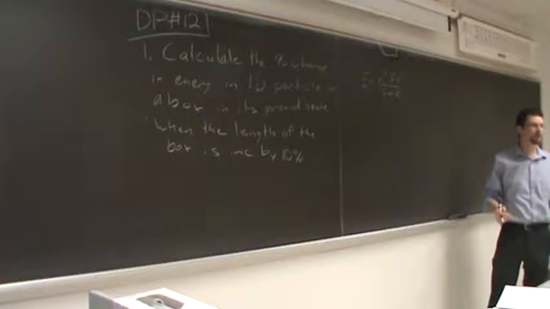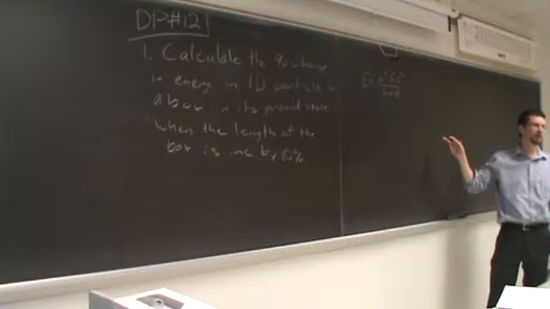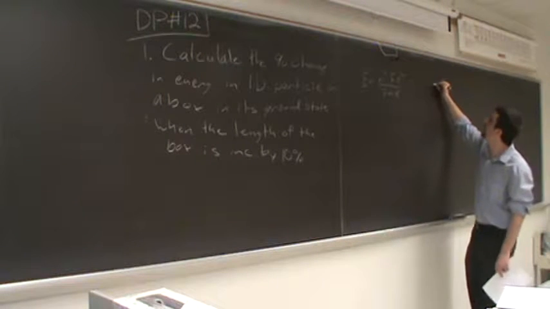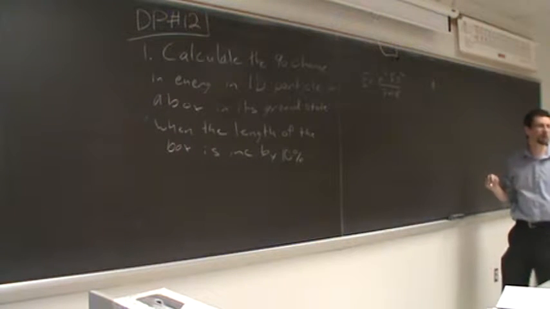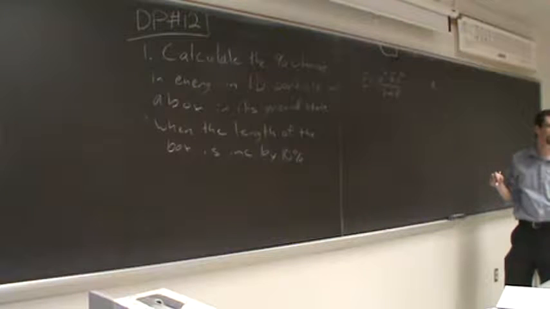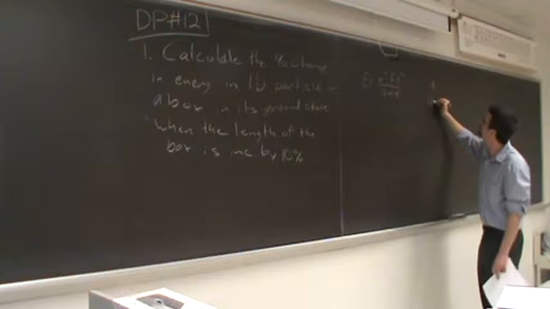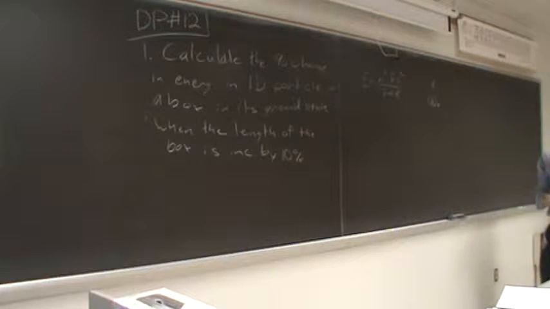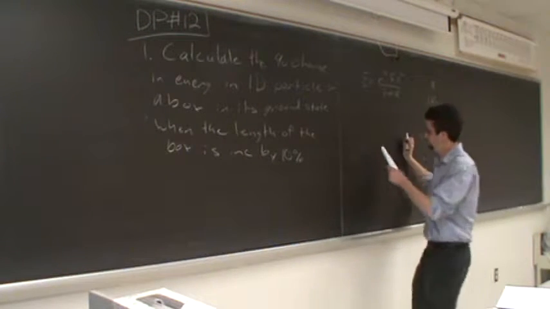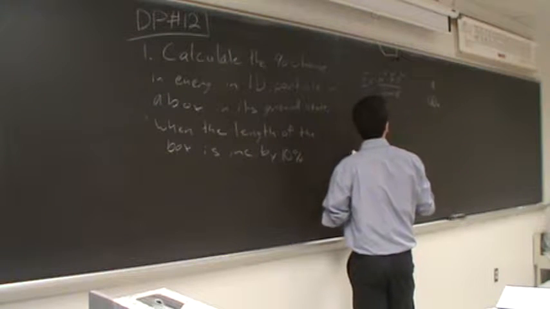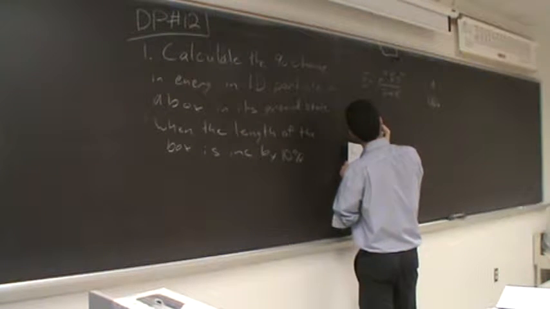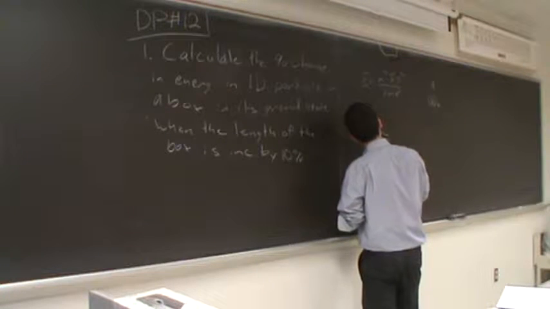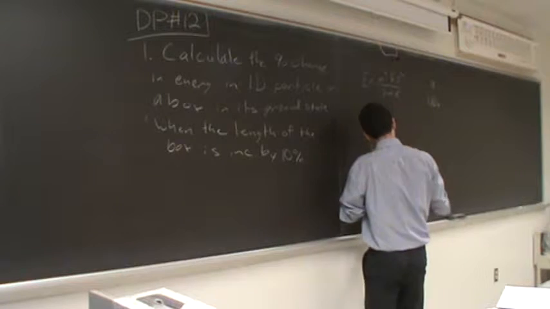So we're gonna set up a situation. How are we gonna define the length of our box? We have a as the original, and when we increase it by 10%, it's 1.1a. That's the hardest part, right? Now we have to set up a ratio. We're looking at the percent change, right? The energy increase over the energy of the original.